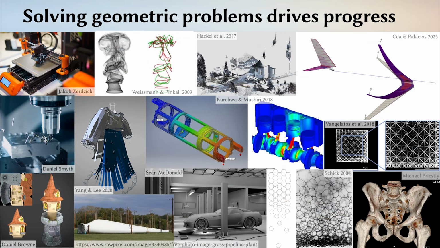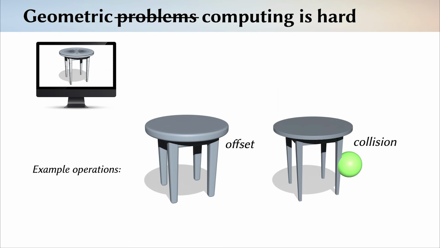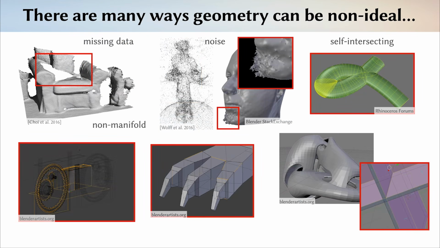geometry drives technological progress. In general, these geometric problems can be hard to solve, simply because we don't always have great ways of doing computation with geometry. Many operations often break down if the geometry fails to satisfy some ideal standards. This is unfortunate because there's so many ways geometry can be non-ideal, and it's hard to predict how.